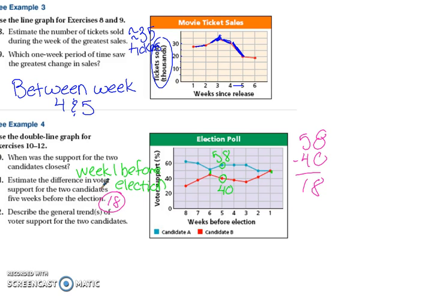Describe the general trends for voter support for the two candidates. I would say that candidate A started much higher. At about 6 weeks before the election, they got very close. Then A took the lead again until it started to drop and B started to gain around week 3. And at week 1 before the election, they were right tied.